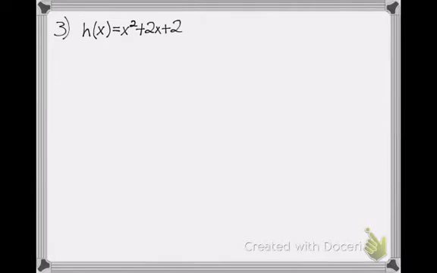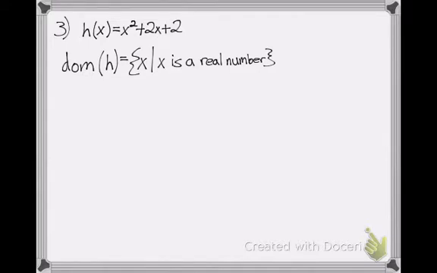So for part 3, we're looking at the polynomial function h of x equals x squared plus 2x plus 2. Remember, when you're looking for domain, you're always looking for two problems. Divide by zero problems and negative under an even root problem. Notice there is no division in this function, and as a result, there can be no divide by zero problems. Furthermore, there are no roots in this problem, so there can be no negative under an even root problem. As a result, the domain is the set of all real numbers.